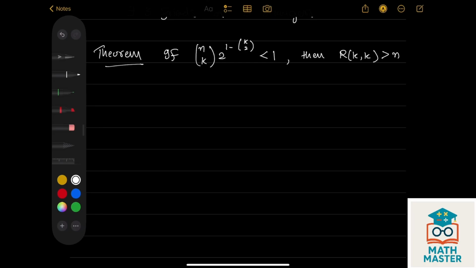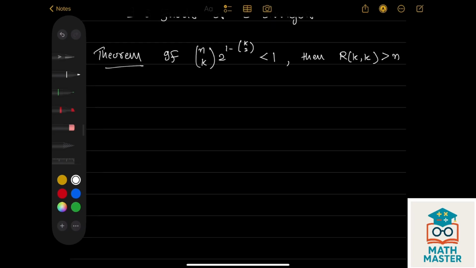And how we are going to do that? First let me tell you what this statement means. We have two integers n and k which are related by this inequality. If this inequality holds, then the Ramsey number R(k,k) will be more than n. So this result provides a lower bound for the Ramsey number R(k,k). Okay, so let me prove this.